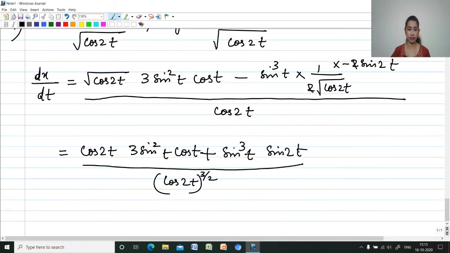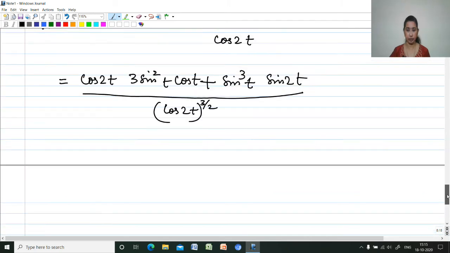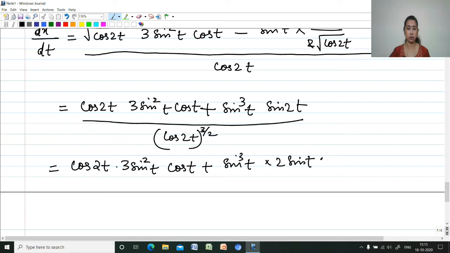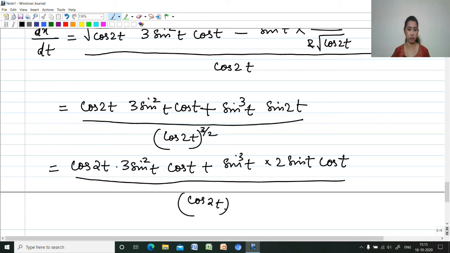Again this side also we can simplify. Here common terms, sin square t is common. Same way sin 2t can be written as 2 sin t cos t also. So this is equal to cos 2t into 3 sin square t into cos t plus sin cube t into 2 sin t into cos t, whole divided by cos 2t whole raised to 3 by 2.